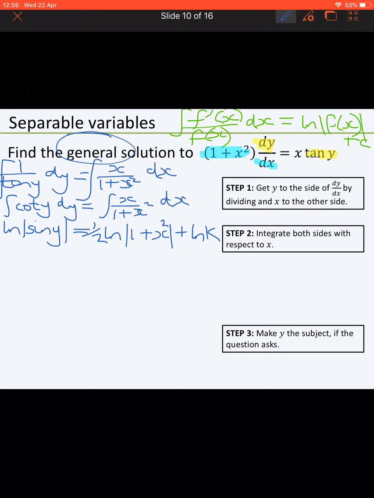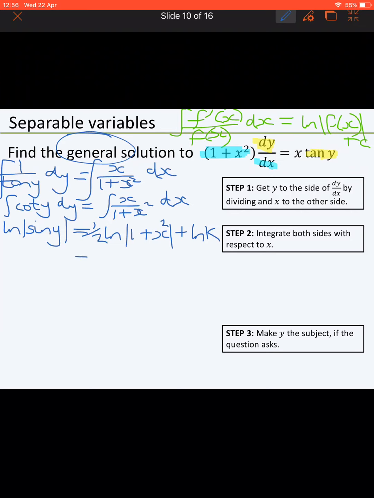Because over on this left hand side, if I want to make this sine y equals, I need to get rid of that log, which I will do by taking the exponential of both sides. Left hand side is nice and straightforward. If I take the exponential of the left hand side, I'm just going to end up with sine y. However, on the right hand side, it's much easier to make that a single logarithm before you take the exponential of it, rather than having a couple of different terms.